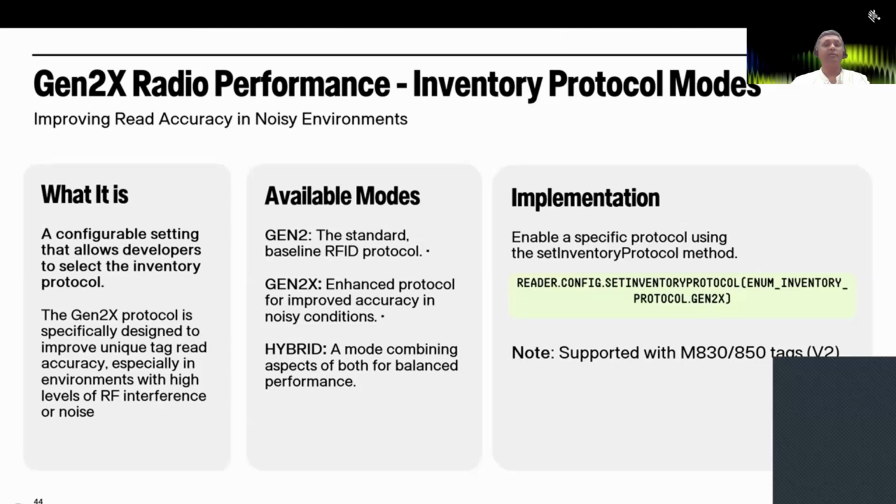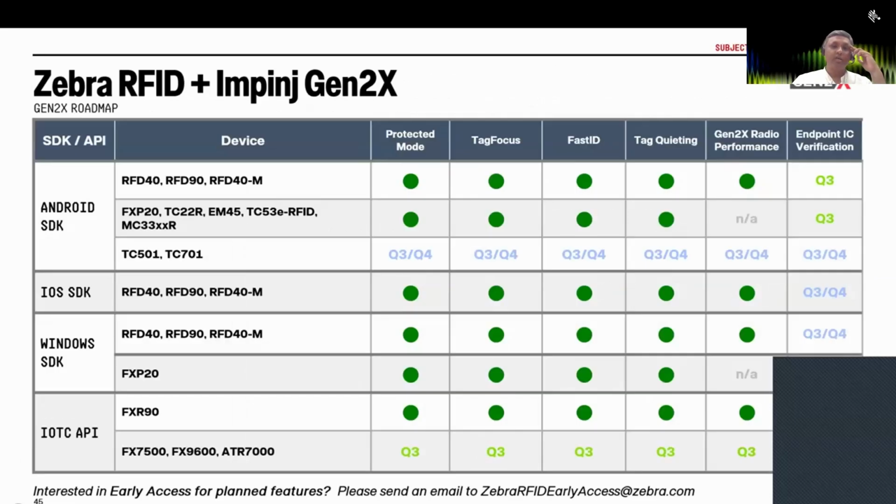But please note that for these configurations, you have dependencies on the tags, right? The tags that are supported for this particular configuration are the M830/850 tags, the version 2 of these tags. Since they have dependencies, there could be multiple environments with these tags only, and hybrid environments. Considering all these cases, you can configure accordingly: Gen2, Gen2X, or the hybrid mode, right?